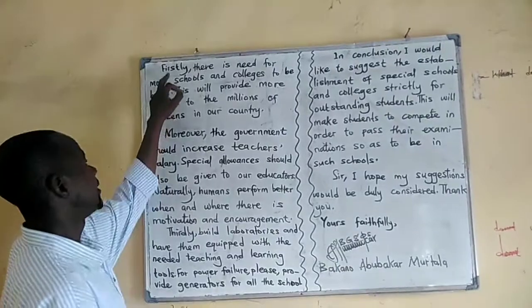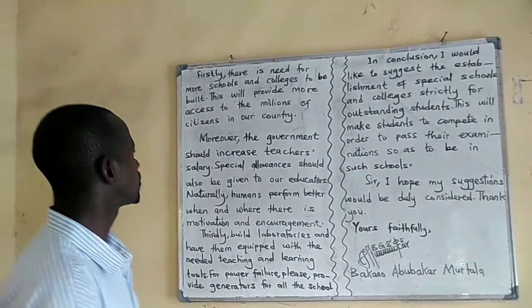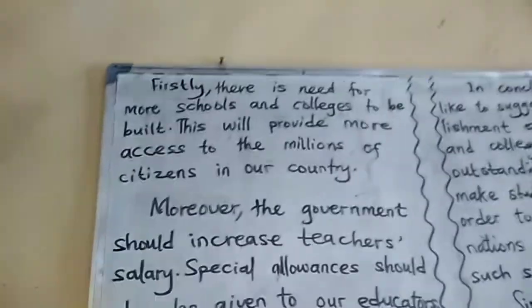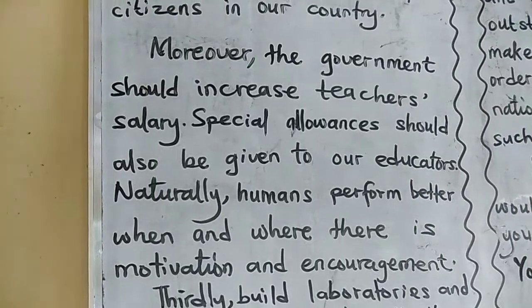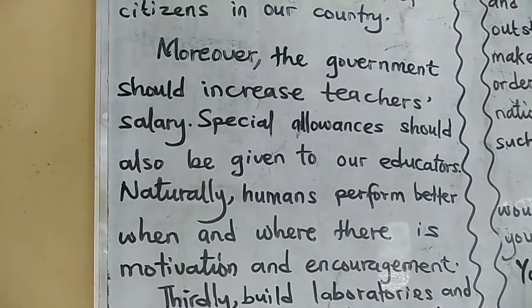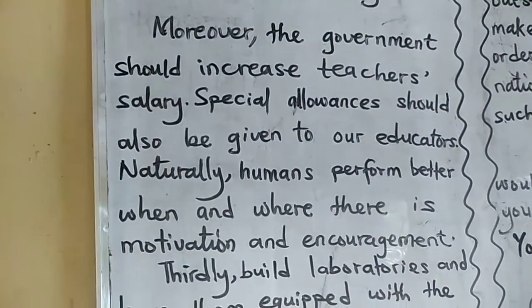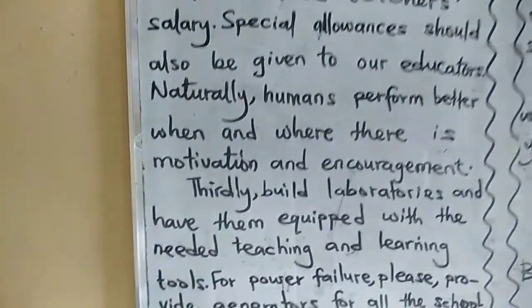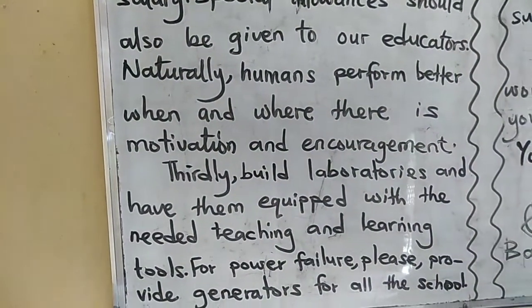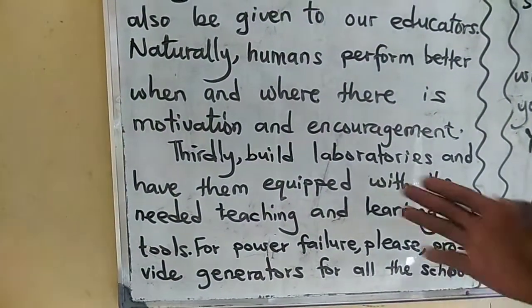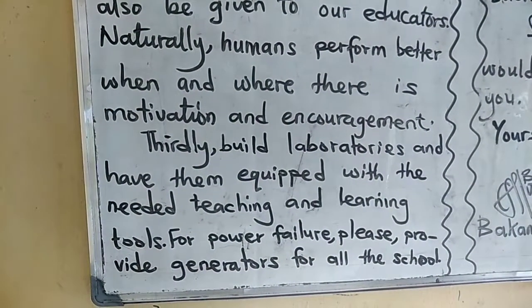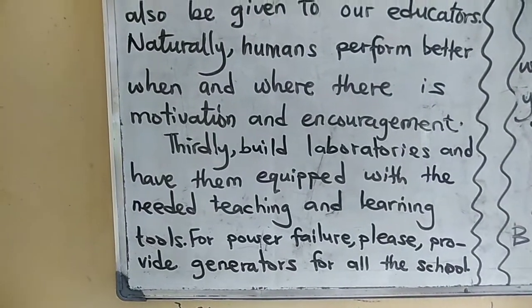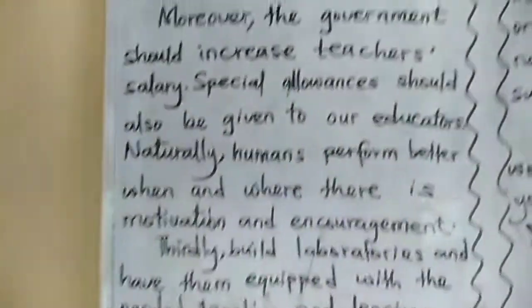Listeners, the next paragraph. Firstly, there is need for more schools and colleges to be built. This will provide more access to the millions of citizens in our country. Moreover, the government should increase teachers' salary. Special allowances should also be given to our educators. Naturally, humans perform better when and where there is motivation and encouragement. Thirdly, build laboratories and have them equipped with the needed teaching and learning tools. For power failure, please provide generators for all the schools.